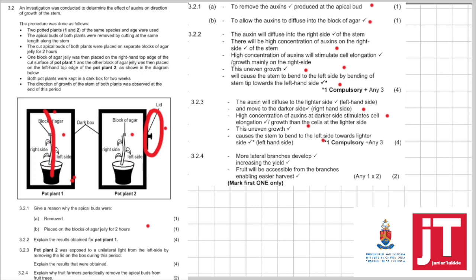That's quite a tricky question. Make sure you have your rights and your lefts correct here.